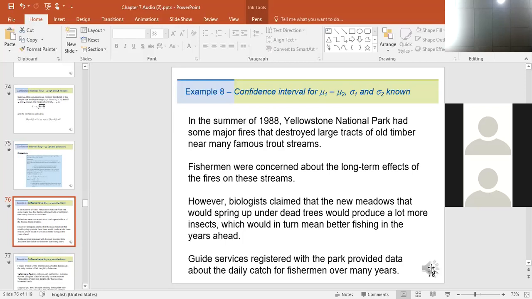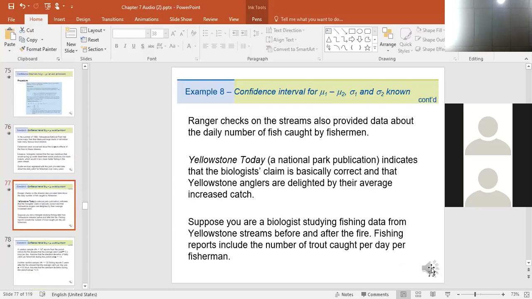So there was fire, fishermen are concerned, are we going to have more fish, or are the fish going to be afraid of the fire and leave the streams? So biologists are telling them, no, that's not going to happen. On the opposite, a lot of insects will come up and fish will grow more, and there will be a bigger population of fish. So the problem we will face here is to check if the number of fish they were catching on average before the fire is less or more than what happened after the fire. I'm not reading everything.